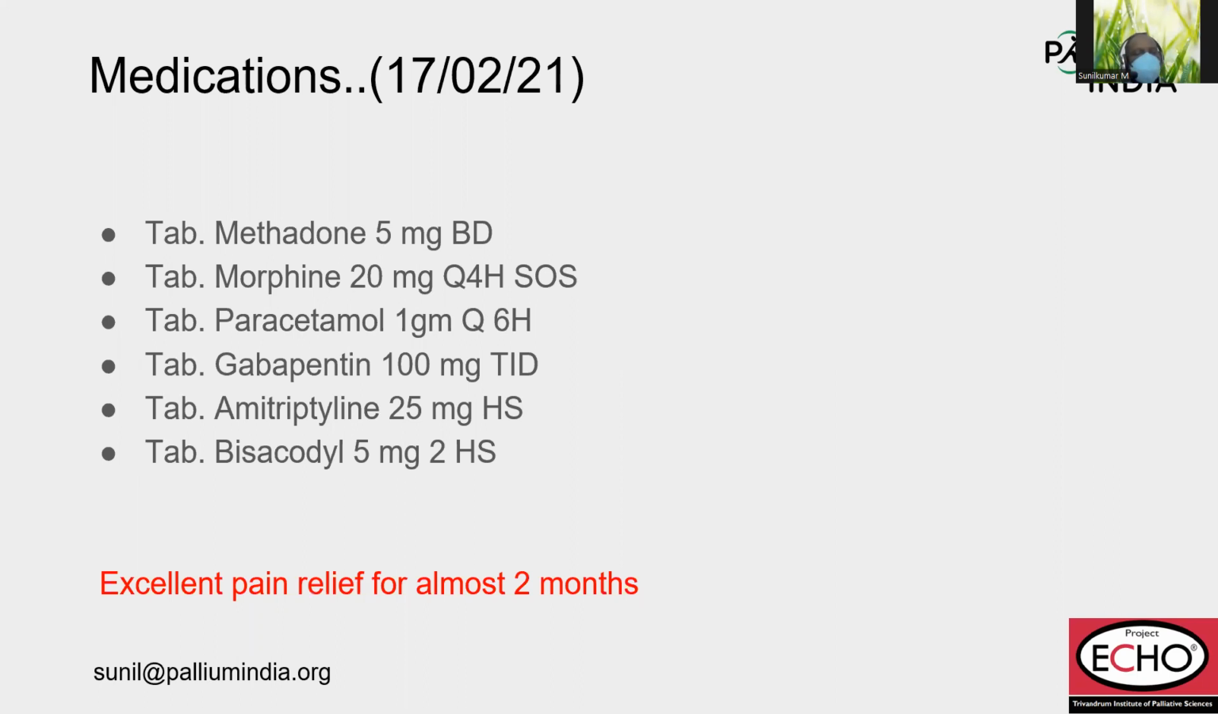So this patient was started on tab methadone 5 milligram BD with morphine 20 milligram Q4H on an SOS basis, along with the other medication. This patient had very good pain relief for 2 months. So all these are real stories.